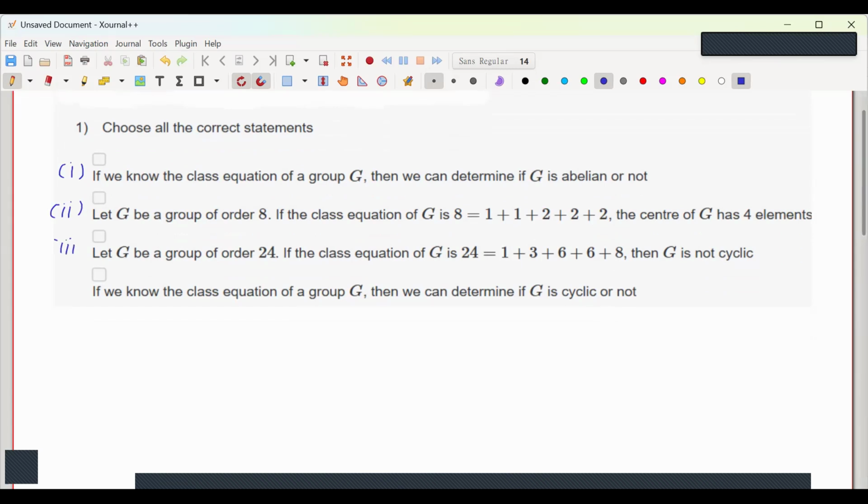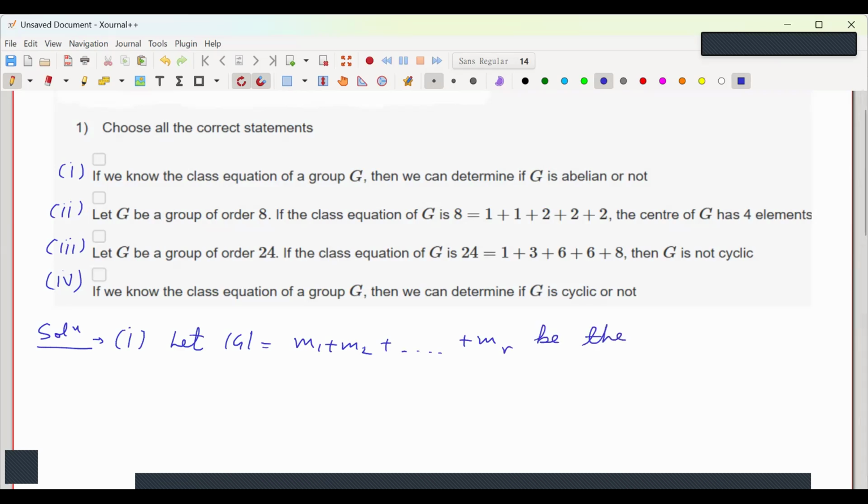So I'm writing one statement. You just tell me whether it's correct or not. Let the order of G be m1 plus m2 and so on plus mr, be the class equation.